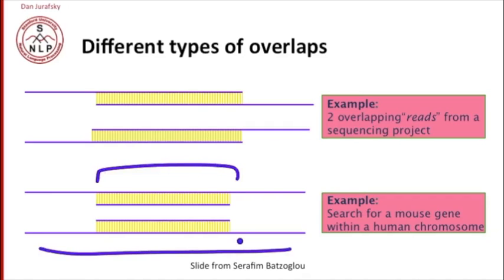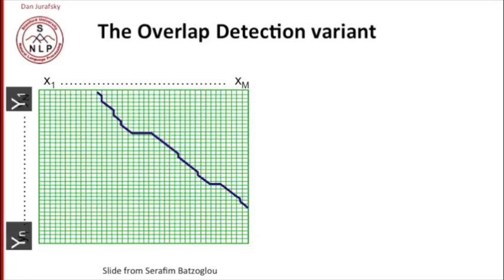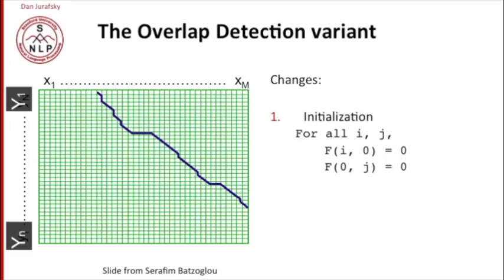The variant of the dynamic programming algorithm that we use for overlap detection, the overlap detection variant, we'll just make a few small changes in the algorithm. First, we change the initialization so that it doesn't cost us anything to start from a long string and delete everything or insert everything. It used to be that we had minus I star D here, and we had minus J star D here.